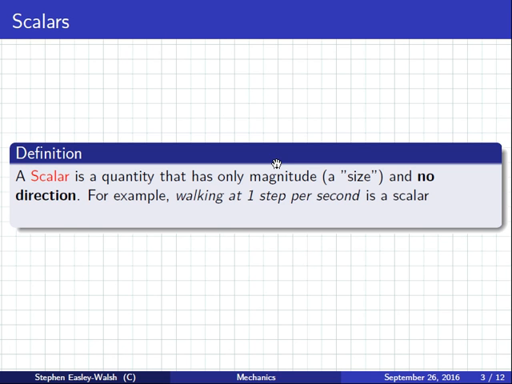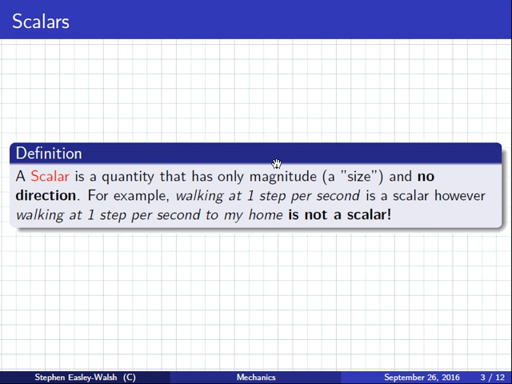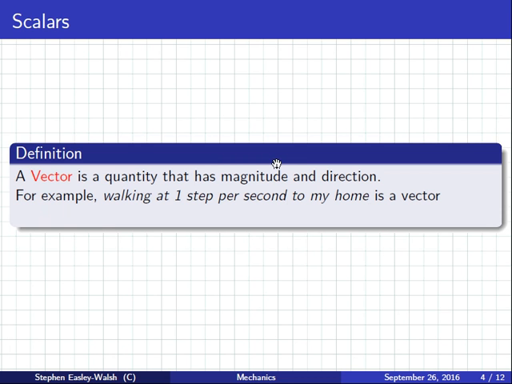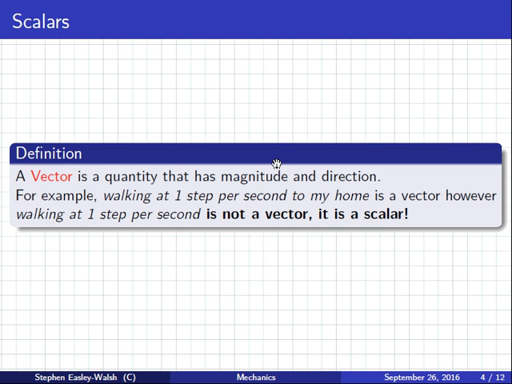Okay, next. So of course, what's the next one? Vector. So a vector is a quantity that has a magnitude and direction. So for example, walking at 1 step per second to my home is a vector. However, walking at 1 step per second is not a vector. It's a scalar. It's missing the direction here.